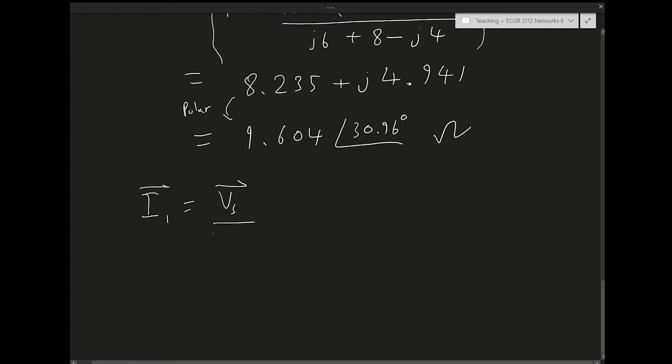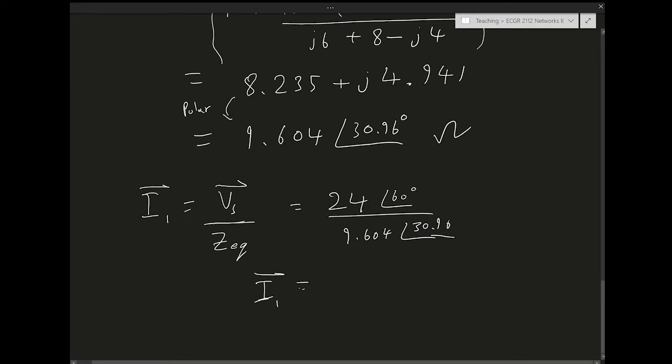All right. So this is Z equivalent, which is 24 at 60 degrees over 9.604 at 30.96 degrees. Subtract the angles, do the division of the magnitudes. I end up with I1 being 2.499 at 29.04 degrees. Okay, I found I1.